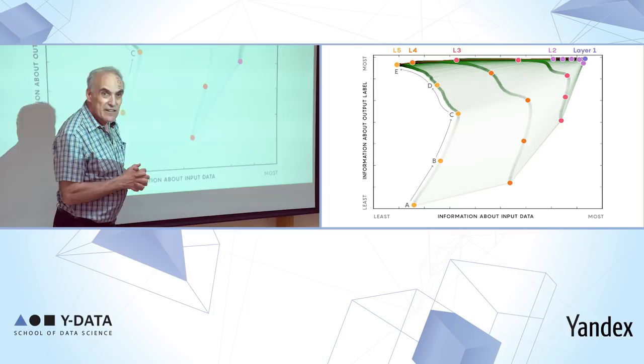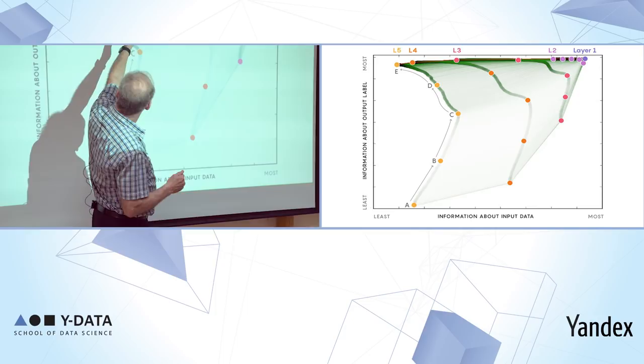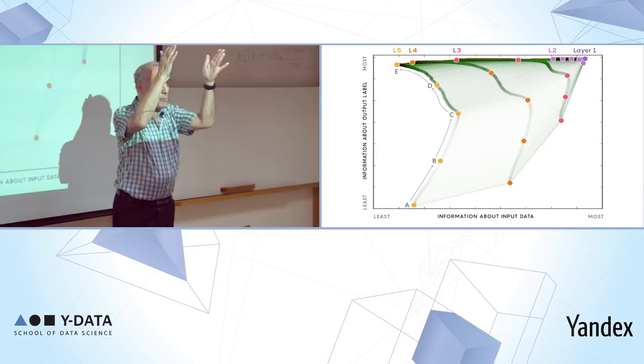Layer 5 is the last layer. Okay, never mind. So that's the output. Layer 4, layer 3, and then layers 2 and 1 and so on, they all move a little bit to the left. But they stop at some very interesting places, which means that they represent some very specific details about the data.